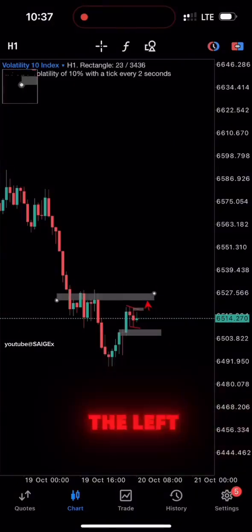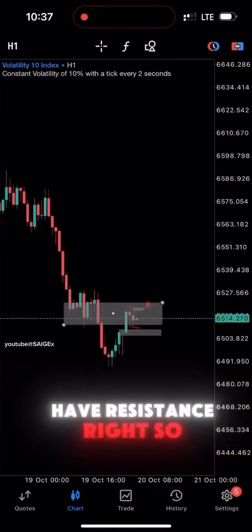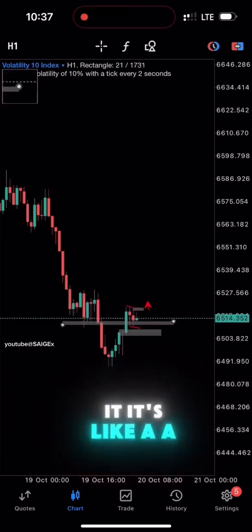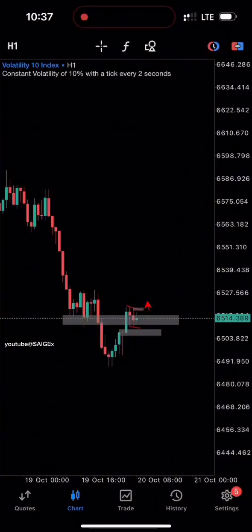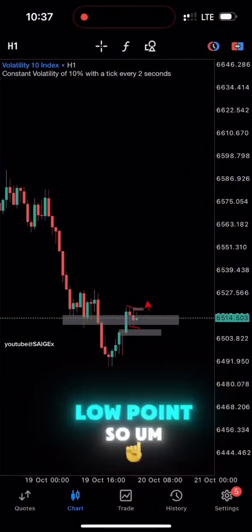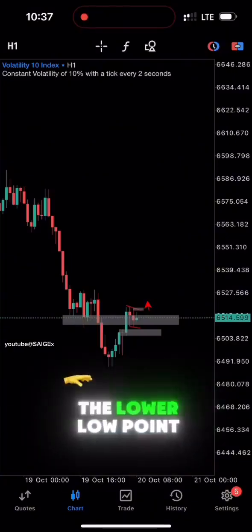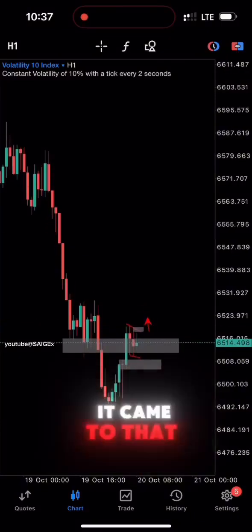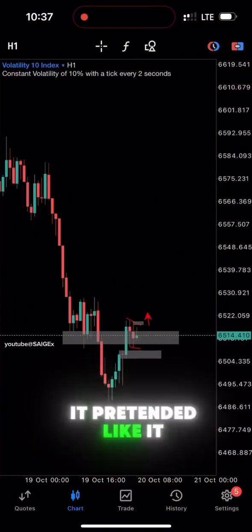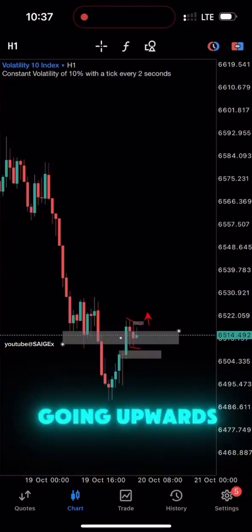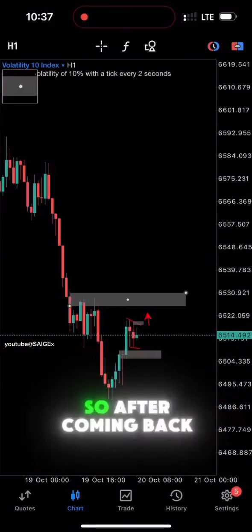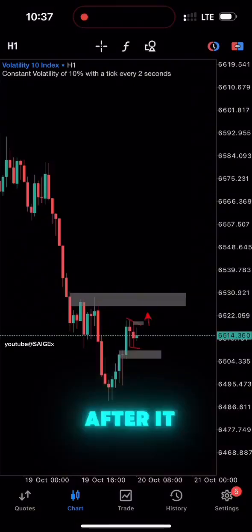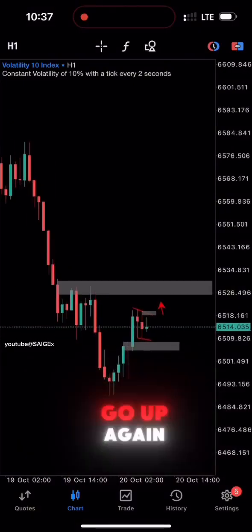So if you look to the left, we can see we have resistance, right? To the left here we have a lower low point. The lower low point means that when the current price came to that point, it pretended like it was about to break going upwards, and then it came back down. So after coming back down with the retest, after it finishes, it's going to go up again.